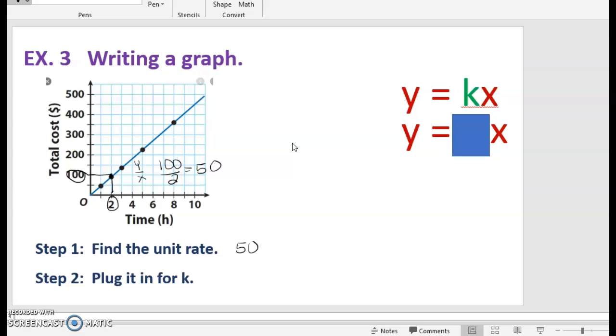So our unit rate is $50 per hour. So to write our equation, remember y equals something x. Let's just plug in our k, which is our unit rate, and we get 50. So y equals 50x. So really all you're doing is finding the unit rate and plugging it into this y equals blank x. All right, let's do a couple more examples.